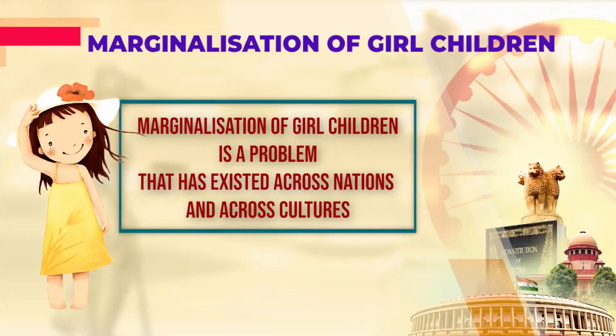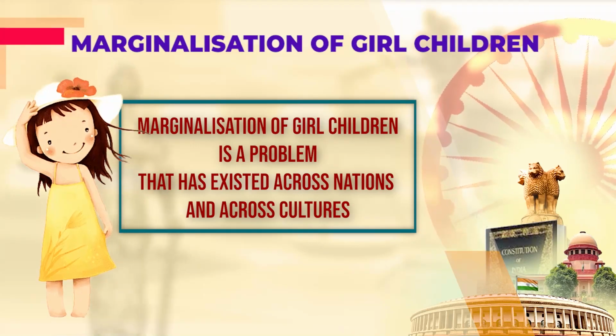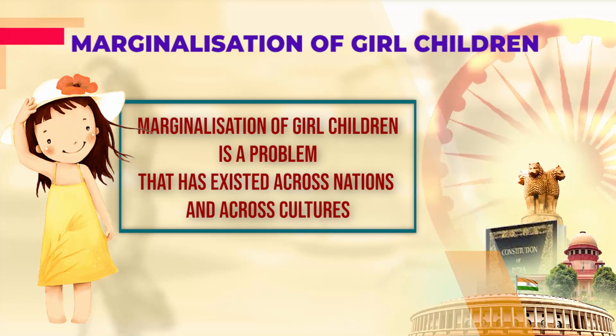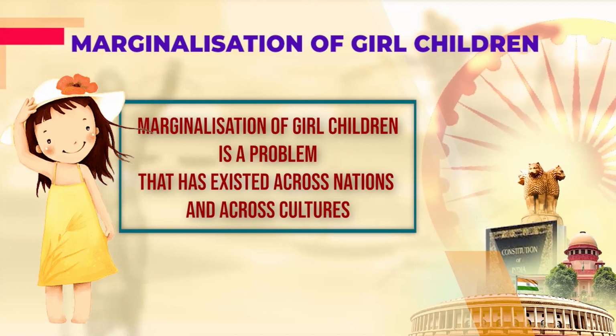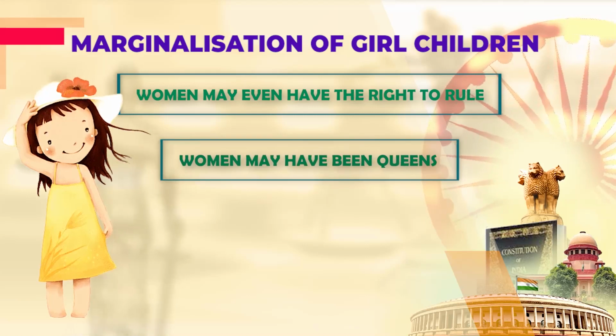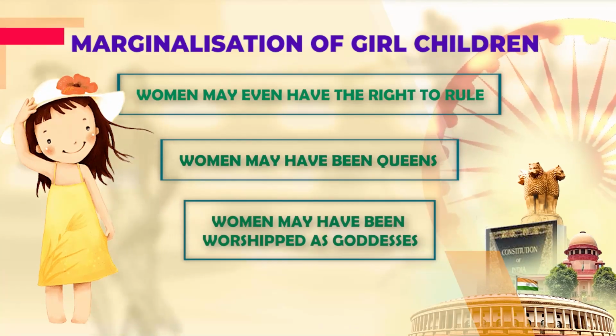Finally, we must acknowledge that marginalization of girl children is a problem that has existed across nations and across cultures. However, at the same time, there is a difference in degrees in marginalization of women and girl children. So while in some societies women may not even be allowed to drive cars, or only recently may have been allowed to drive cars, in other societies women may even have the right to rule. Women may have been queens. Women may have been worshipped as goddesses.